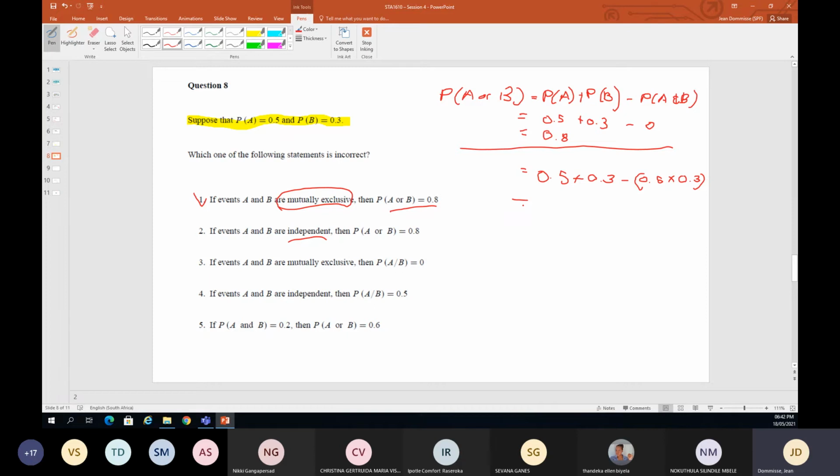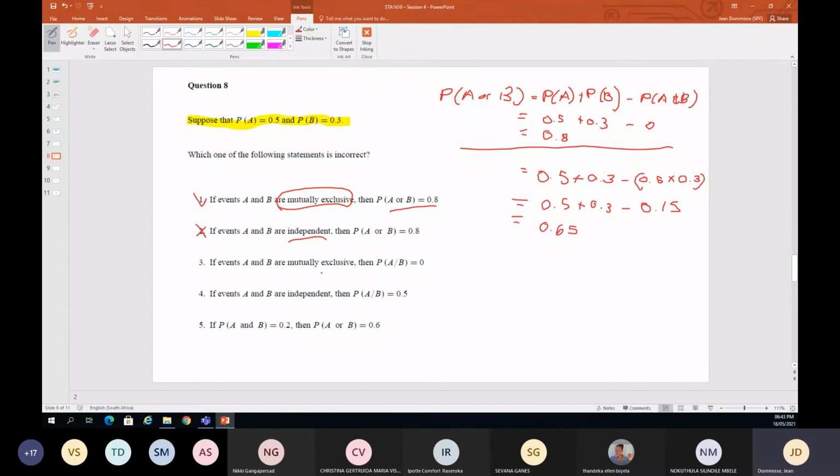Okay, so that would have given me something. I think 0.15. So that would have given me 0.65. Okay, so then we know that one is the incorrect one. Okay. Let's just look at the other options as well.